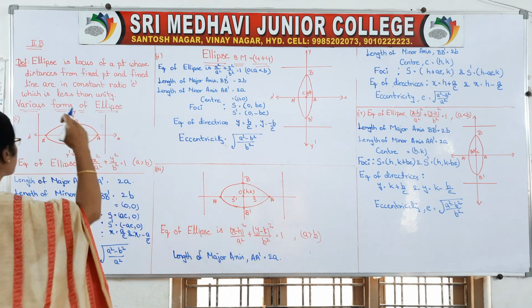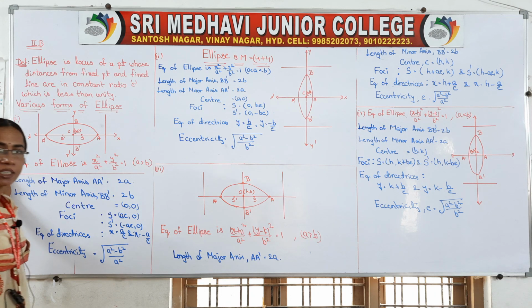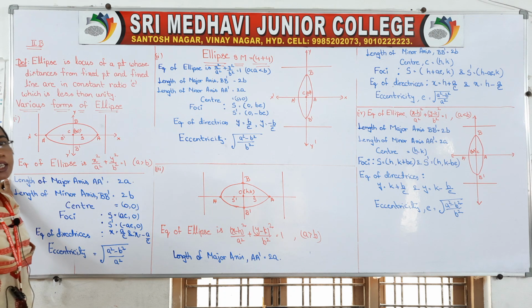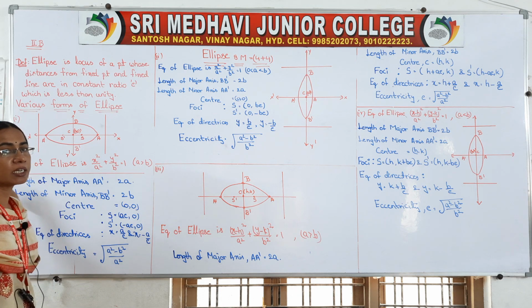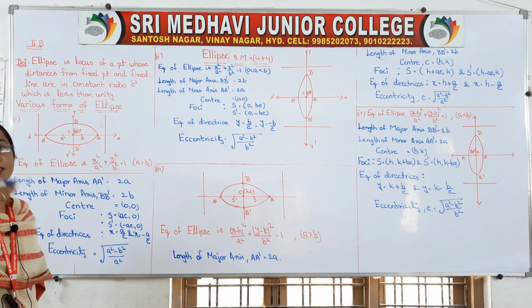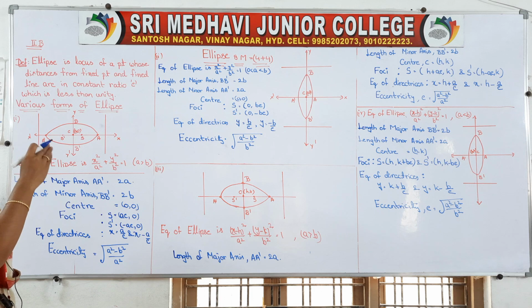Here, the definition: an ellipse is the locus of a point whose distances from a fixed point and a fixed line are in a constant ratio E. The same condition holds for all three, SP by PM is equal to E. If E is equal to 1, it belongs to parabola. E less than 1, it is ellipse, and E greater than 1, it belongs to hyperbola. Now we are dealing with the ellipse.